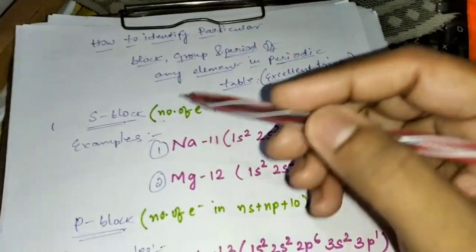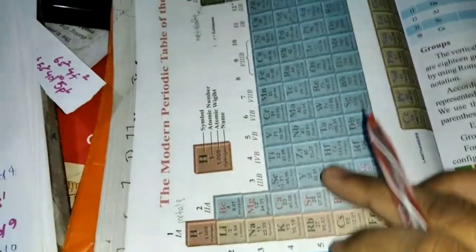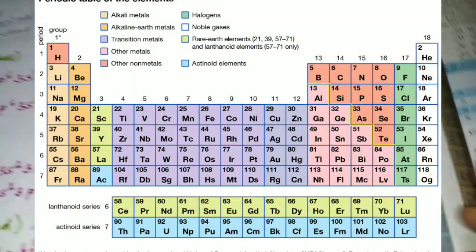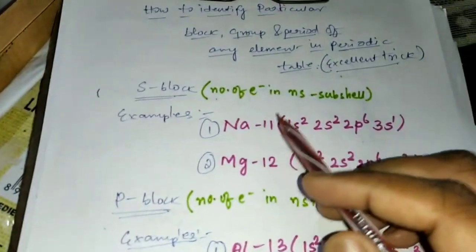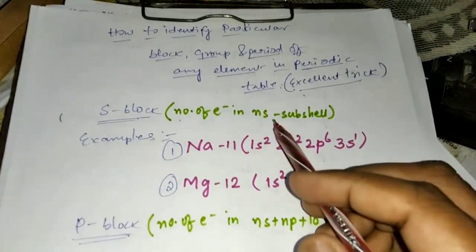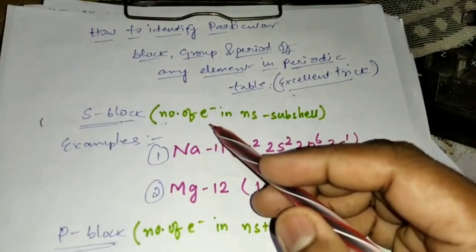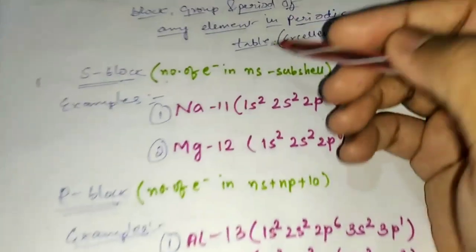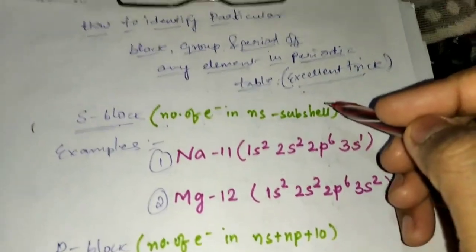All of you know the periodic table, you can see it here. This periodic table contains 4 blocks: S block, P block, D block and F block. If they give you any element from this periodic table, you need to find out which group and which period number it belongs to. So let us do it for each and every block: S block, P block, D block and F block, and see how to identify the group number and period number.